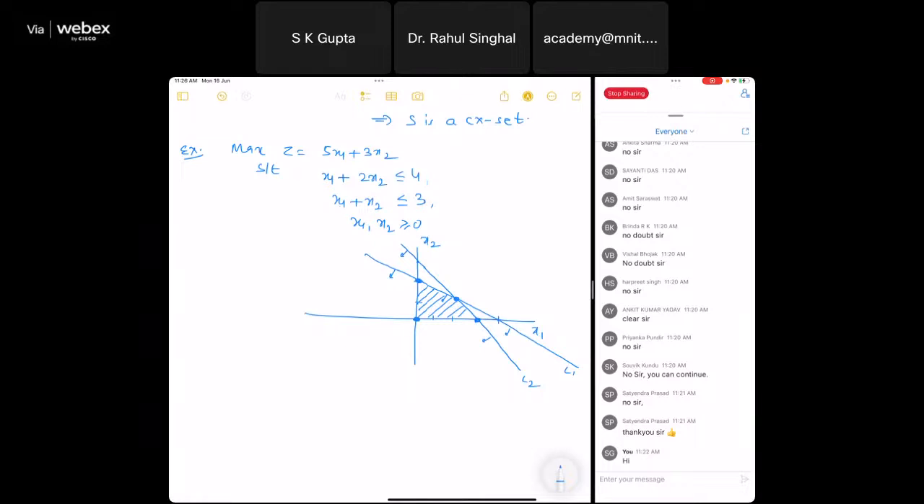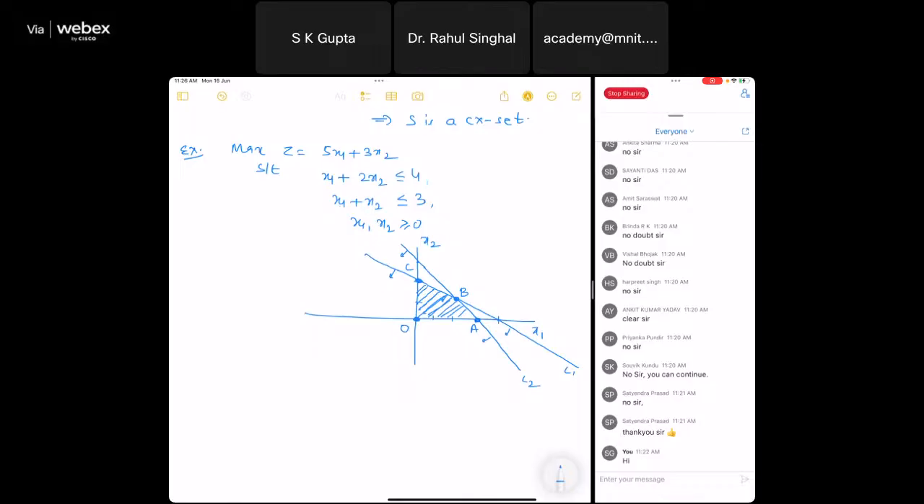Now there is a fundamental theorem of a linear programming problem which states that if the region is bounded, see here the region is bounded, right? If the feasible region is bounded, then the maxima or minima of a linear programming problem always exist only at the corner point or the extreme point. So that means O, A, B, C. These are the four corner points, right? So the maxima or minima of this problem will exist at O, A, B, or C.